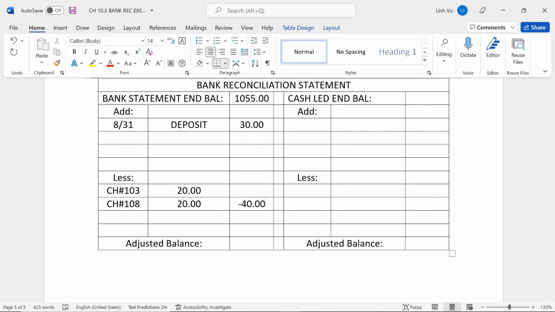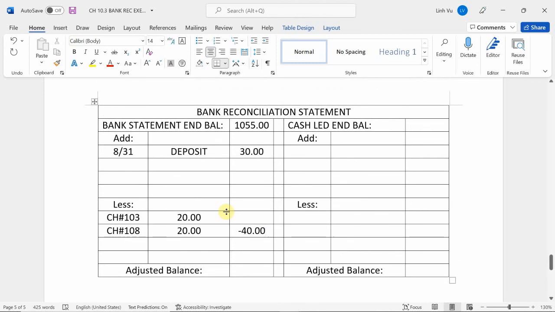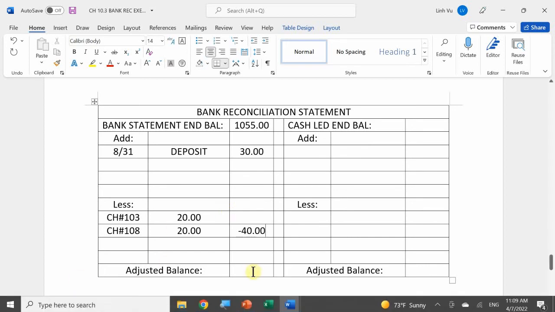So in this case, let's go ahead and do our calculation. If I started with $1,055, I'm going to add $30 for my deposits in transit, and I'm going to subtract $40 for my outstanding checks. So what should be my ending balance? 1,045. 1,045.